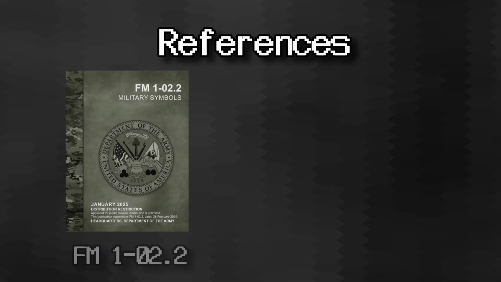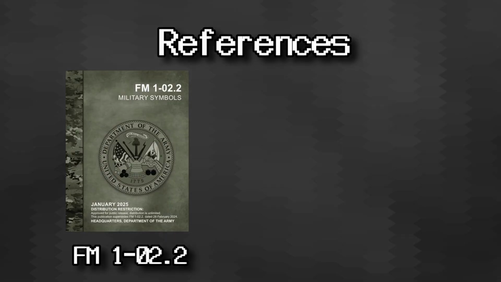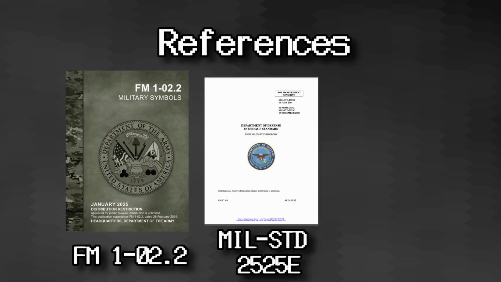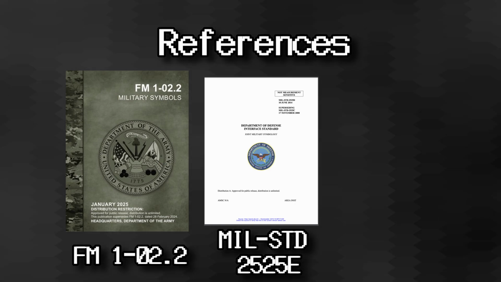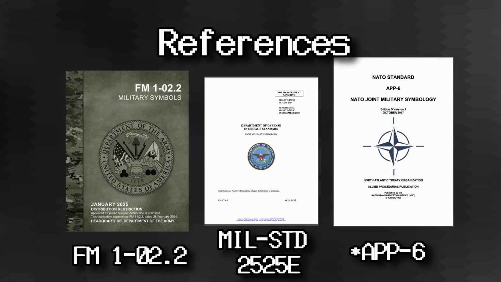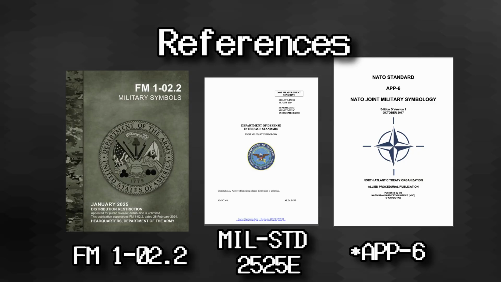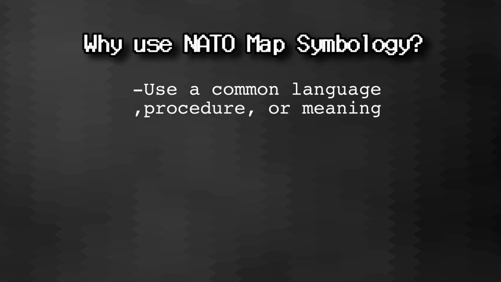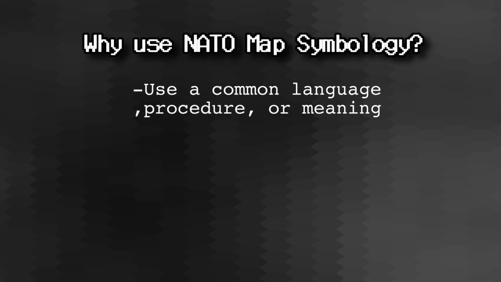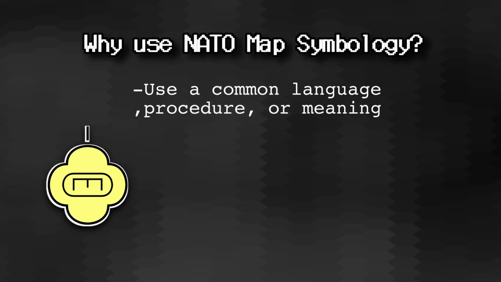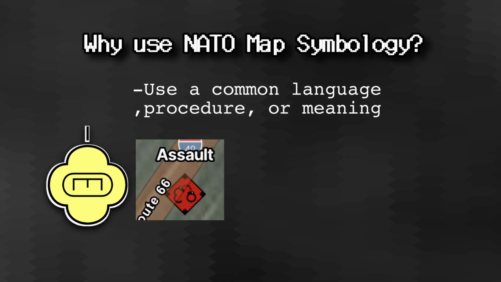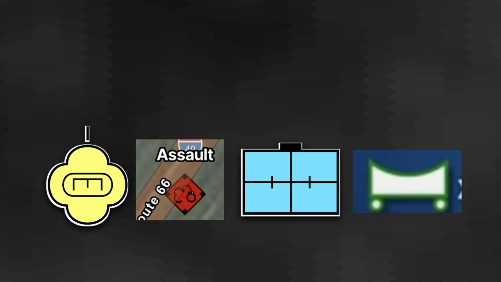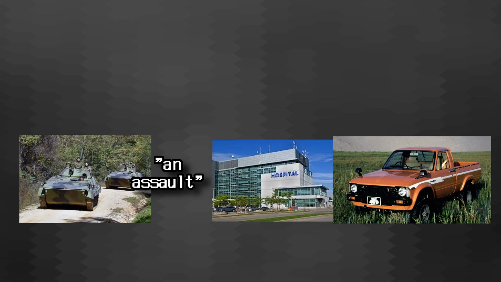We can reference the United States Army FM 1-02.2 Military Symbols, US DoD MIL-STD-2525, and NATO APP-6E. So why use NATO map symbology? With NATO map symbology, we can establish a common language, procedure, and meaning to what is a unit, symbol, activity, installation, or equipment on a map or document, with a visual indicator that can easily convey what it is.